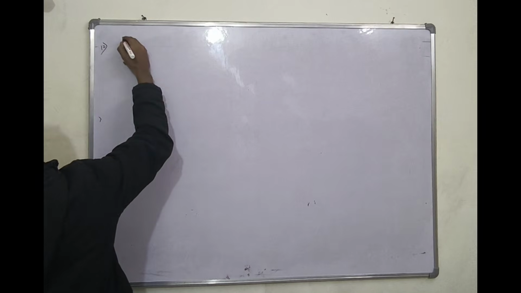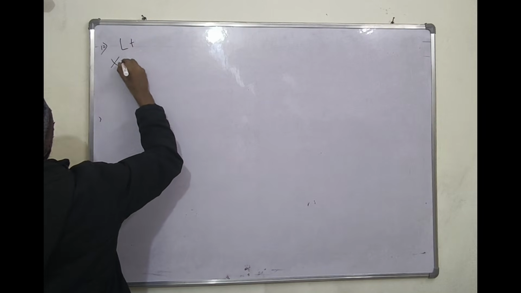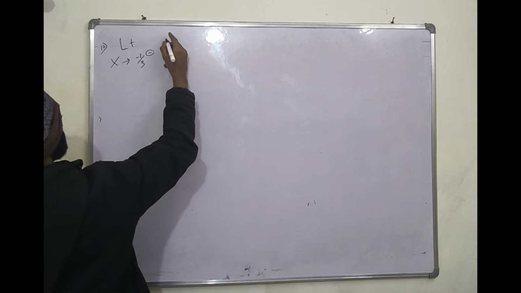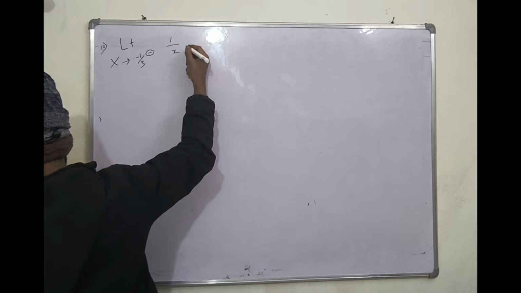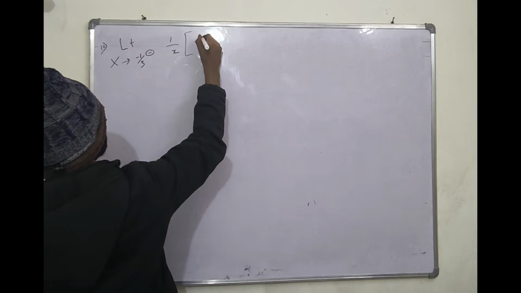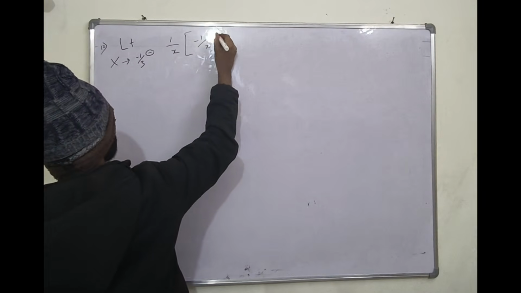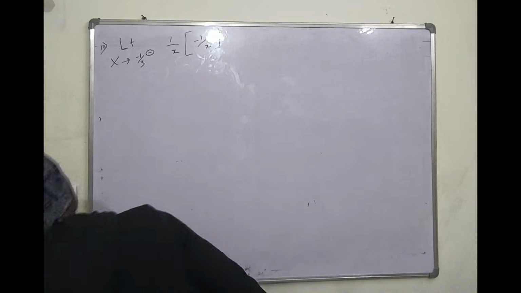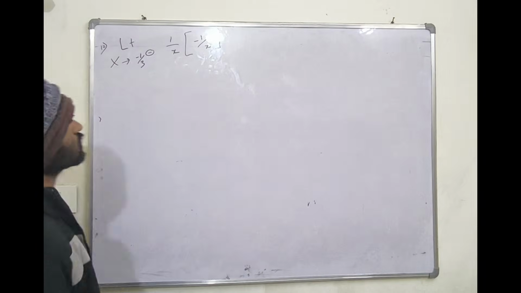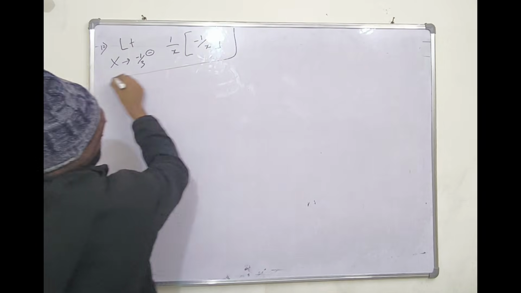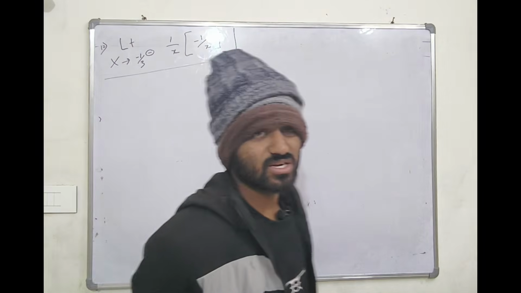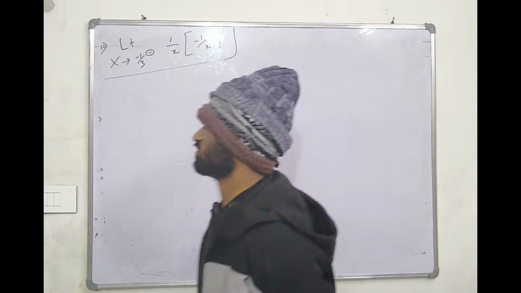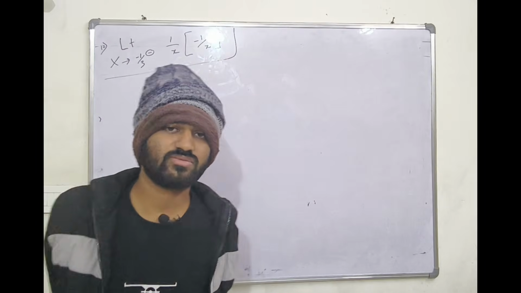Question number 10. Limit x tends to minus 1 by 3 minus, of 1 by x minus 1 by x. Okay, good. Here also they asked to find only the left hand limit, not the right hand limit, because there is the symbol of minus. So we don't care whether the limit exists or not, we just find the left hand limit.